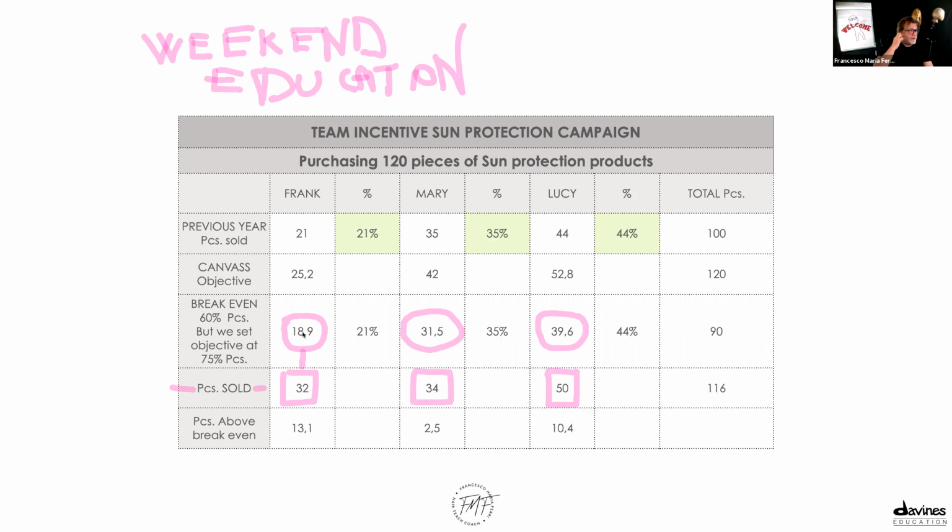So what is the difference between this number and this number? As an end result, Frank made 13 products above his history, his standard. Mary did only 2 products above her standard. Lucy did 10 products above her standard. So even though Mary sold more products, exactly, Frank goes on vacation because he made a bigger effort.